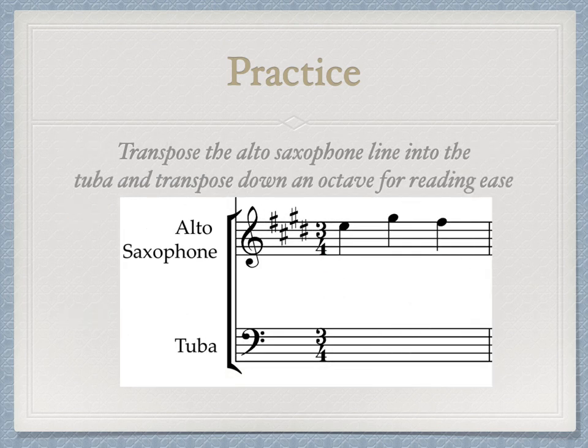Transpose the alto sax line that we just wrote so that the tuba can play in unison, but also add an octave down for the reading ease of your tubist. Recall the families of the saxophone and the tuba, also which direction you're going to need to transpose. Make sure to pause the video now and take your time.